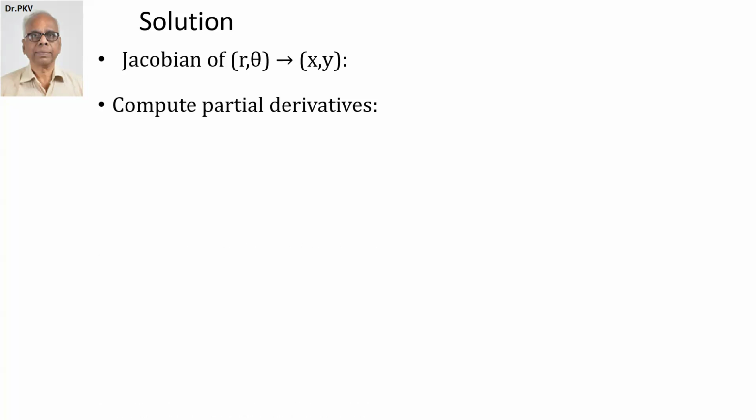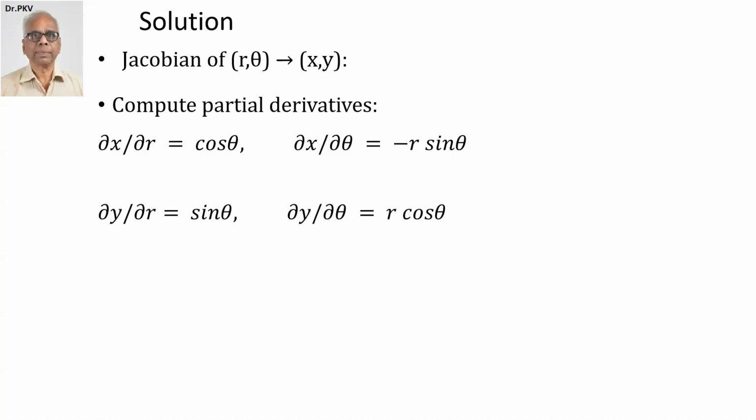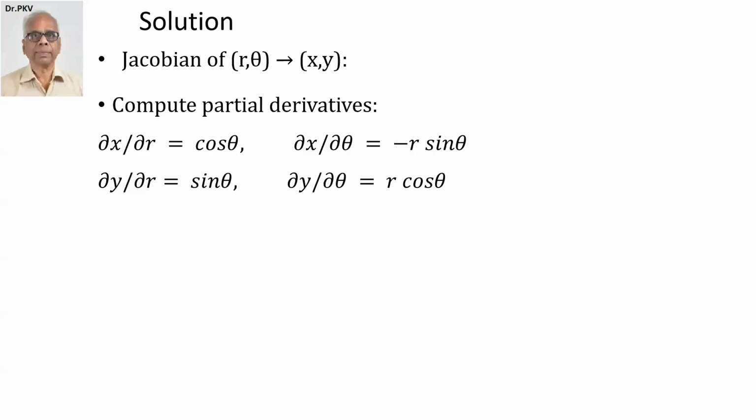So we need to find the partial derivatives. Partial x by partial r is equal to cos theta. Partial x by partial theta is equal to minus r sin theta. Partial y by partial r is equal to sin theta. Partial y by partial theta is equal to r cos theta. How do we get the derivatives? x is equal to r cos theta, y is equal to r sin theta. That's all. You find the partial derivatives with respect to r and theta, and you get this matrix.